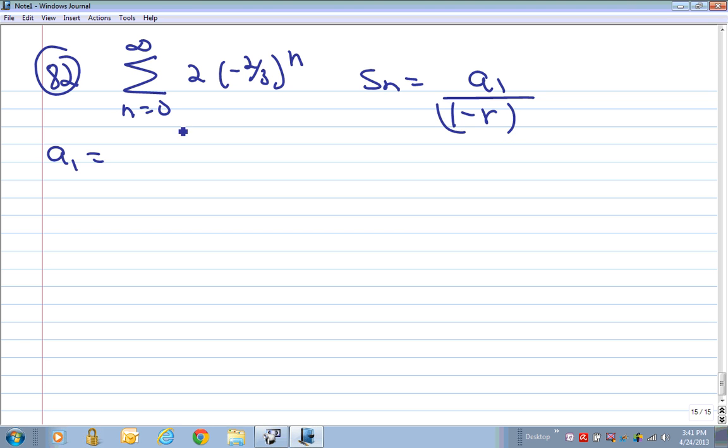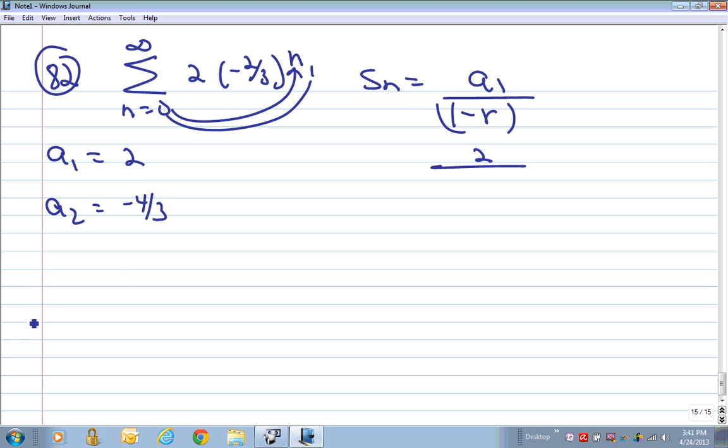Let's find a sub 1. We're going to plug in the 0. Anything to the 0 is 1. 1 times 2 would be 2. So 2 would be our answer. We have to find the second term to be able to find the ratio. So to find the second term, we're going to plug in a 1. And negative 2/3 to the first is negative 2/3 times 2, which is negative 4/3.